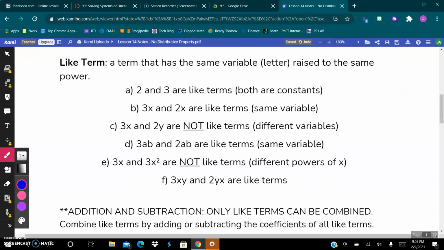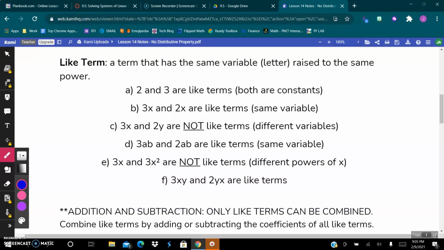So now we have like terms. So these are very, very important to us in how we're going to do our work today. Like terms are terms that have the same variable raised to the same power. So I have a few different examples here.